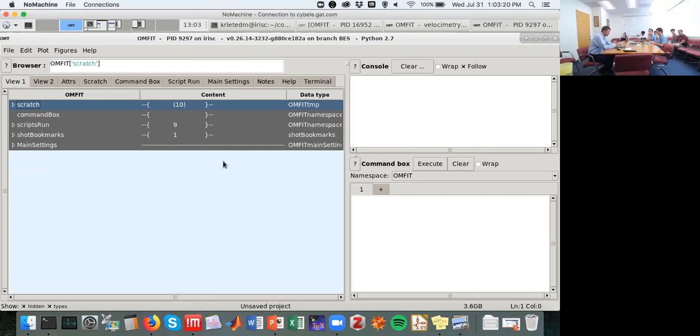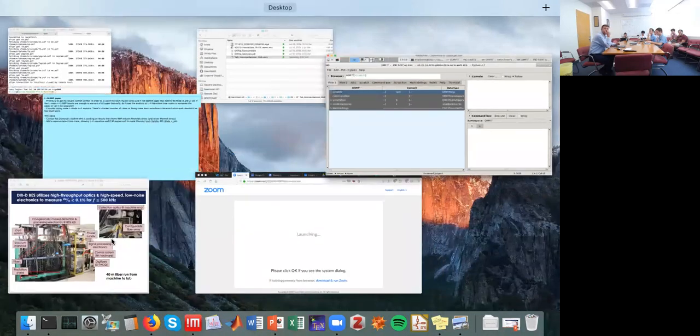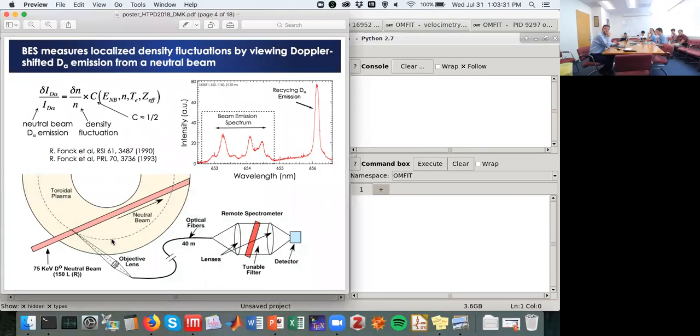All right, so yes, I'll be talking about the BES module in OMFIT. Before I get into that, I'll just show one slide or two real quick on what beam emission spectroscopy is for people who aren't aware. So beam emission spectroscopy is a diagnostic on D3D and several other tokamaks around the world now, NSTX-U, HL-2A, MAST, etc. that basically measures density fluctuations in the plasma in a spatially localized manner.